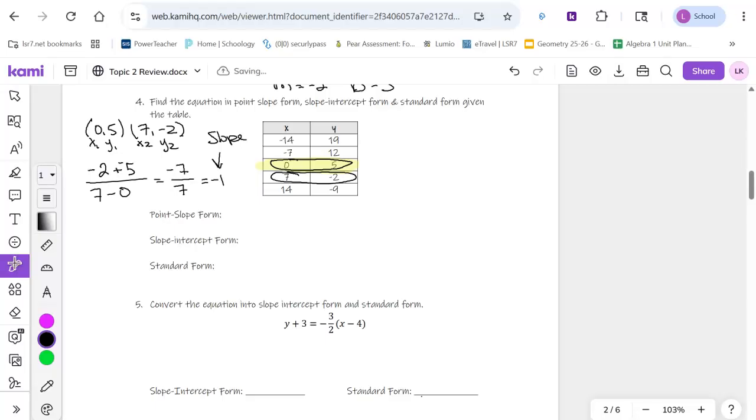So I can easily write my slope-intercept form by just saying y equals my slope is -1, so -1x or -x, plus my y-intercept, +5.